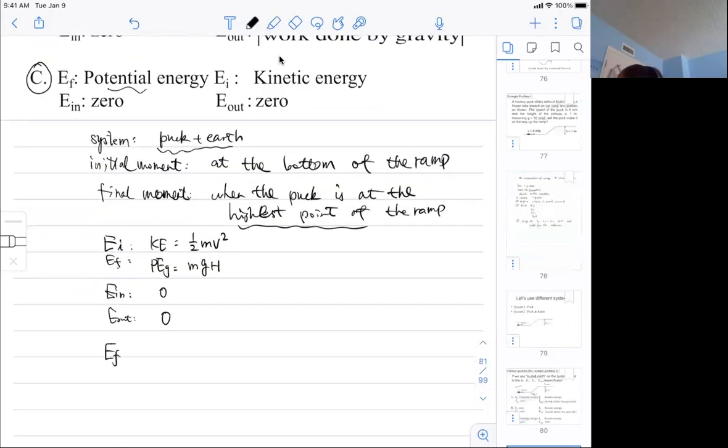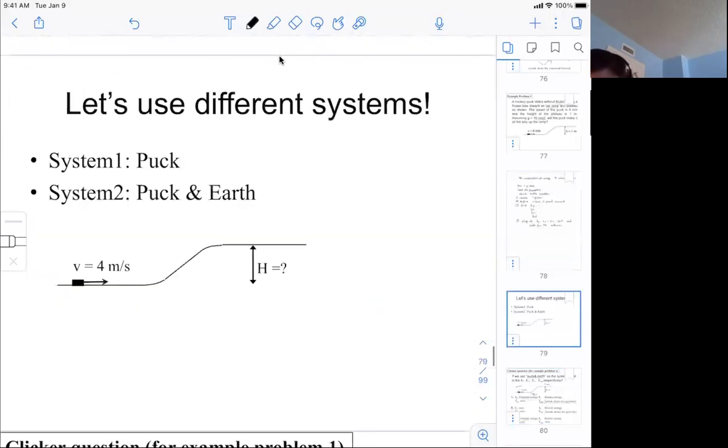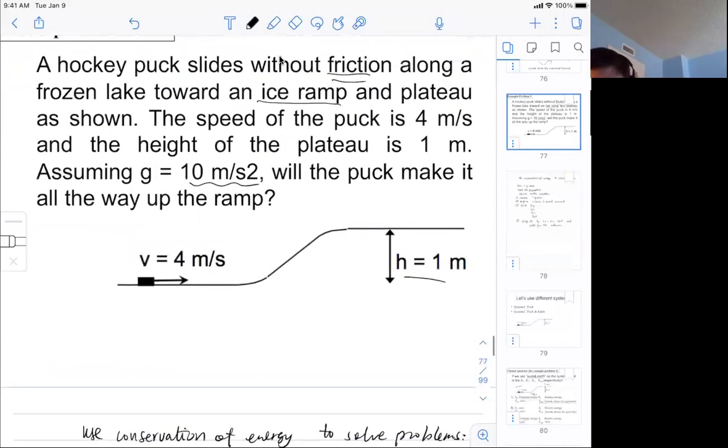So let's plug everything in. Final mgh, initial 1/2 mv squared, equals input and output. Which quantity are we trying to solve for? Now it comes to the question. What is the question? We want to know if the puck could make it all the way up the ramp that was originally set at 1 meter, right? So we are going to solve for the highest point it can go, which is h.